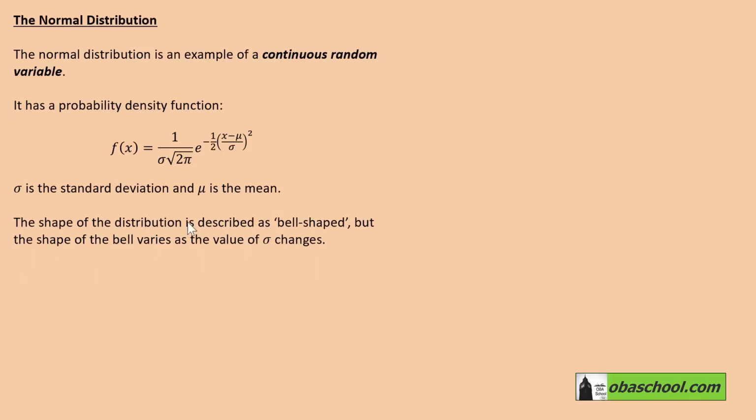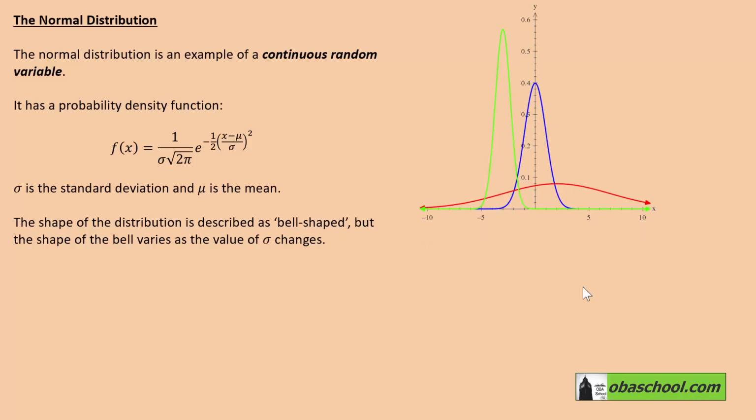The shape of the distribution is described as bell-shaped, but the shape of the bell varies as the value of sigma changes. So I've got a variety of them here. The red one has a high standard deviation. The green one has the smallest standard deviation here. The peak corresponds to the position of the mean, so the means are different for each of these distributions.